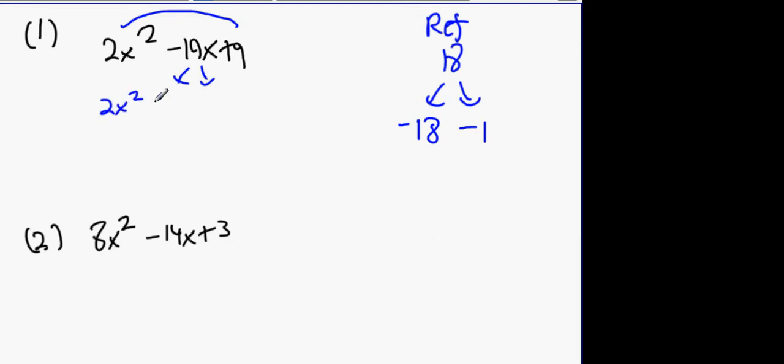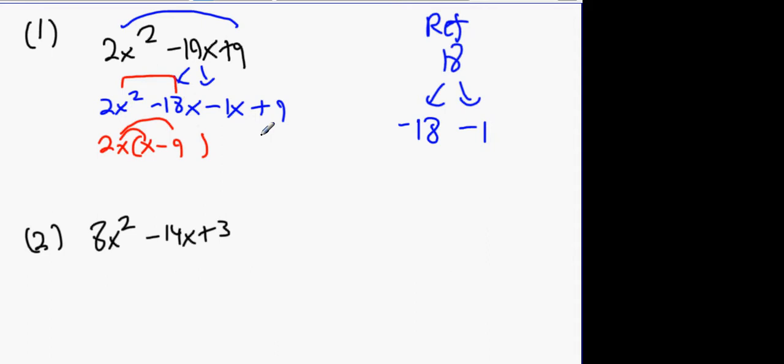2x squared minus 18x minus 1x plus 9. What can you take out of the first two, Stephen? You can take out 2x. Bracket, x minus 9. Check it out. 2x by x is 2x squared. 2x by minus 9 is minus 18x.